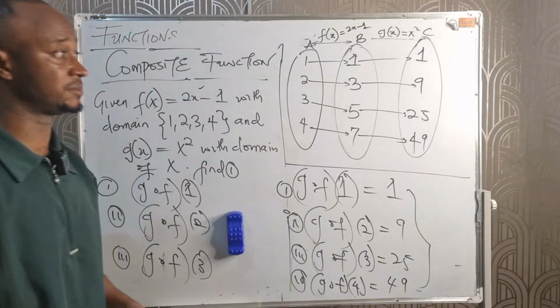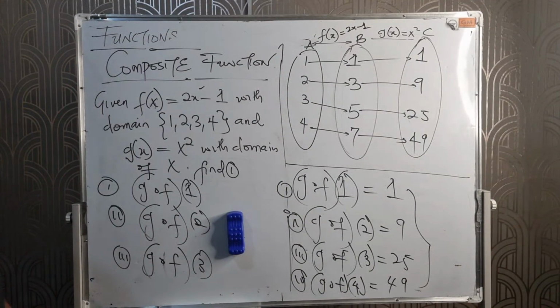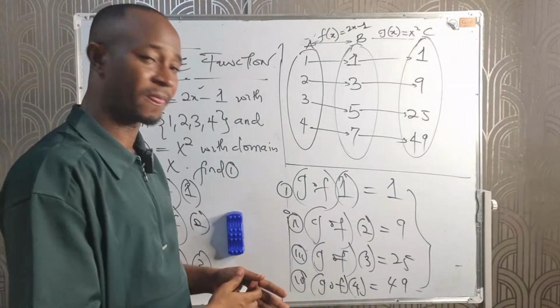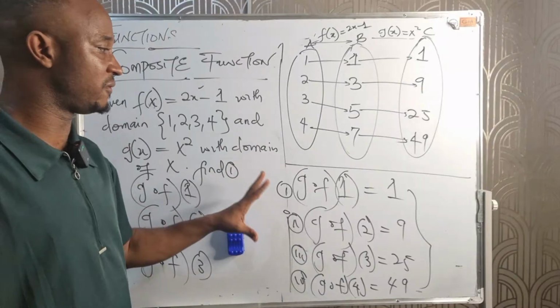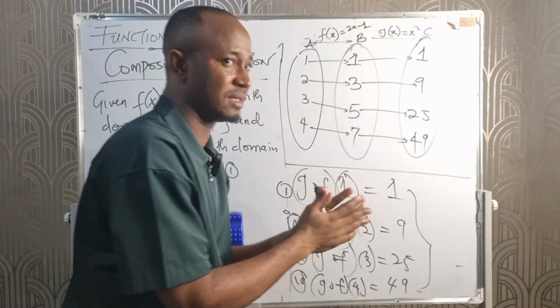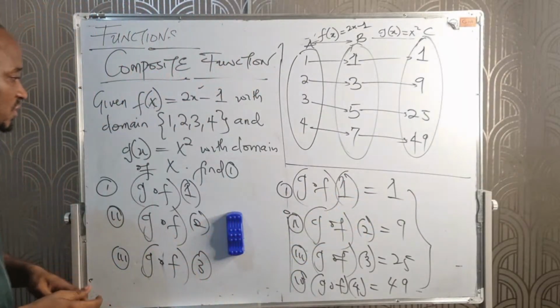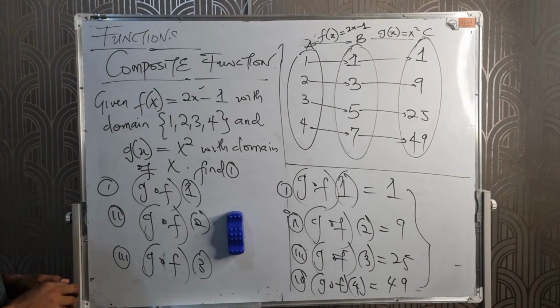This is just the answer. Okay, but I'm going to use another means to calculate the composite mapping function without the use of diagram. Let's see how we can get it without the use of diagram.